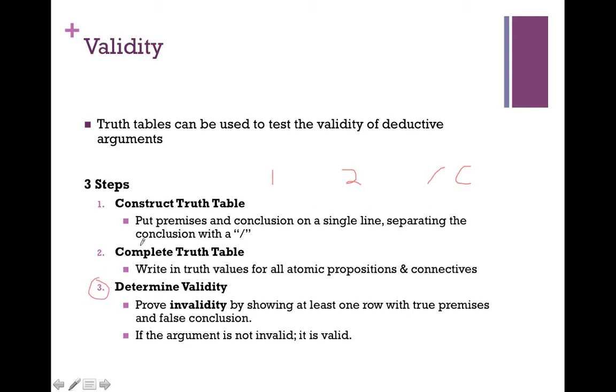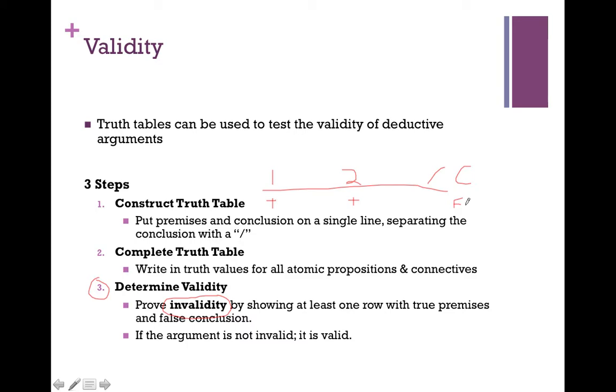In step 3, this is the only part that's really going to be completely new. What we're going to be looking for is to prove invalidity. The argument is invalid if, on one of the rows, and it only has to be on one, we can find a row in which both premises are true and, on that same row, the conclusion is false. It can't be that row 1 has true premises and there's a false conclusion on row 2. But if we can find one row that has true, true, false, then that argument is invalid.